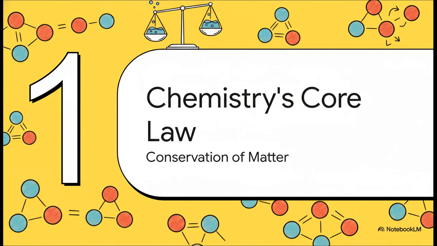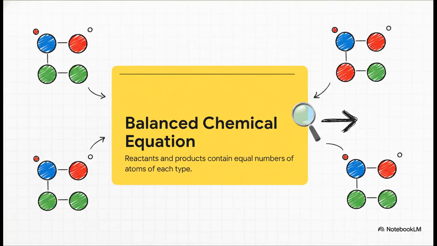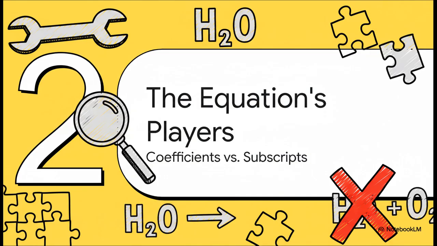All right, first up, let's talk about the one rule to rule them all. It's called the law of conservation of matter, and literally everything we're about to do is built on this foundation. So our goal, our only goal really, is to get to this perfectly balanced state. A balanced chemical equation just means that the number of atoms you start with on the left, your reactants, is exactly the same as the number of atoms you end up with on the right, your products, no more, no less.